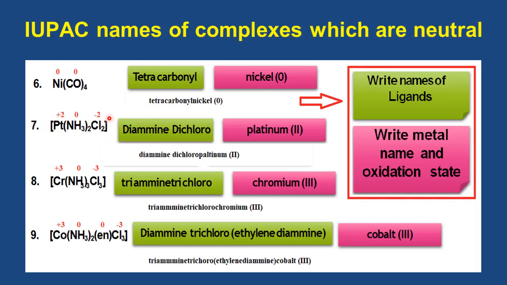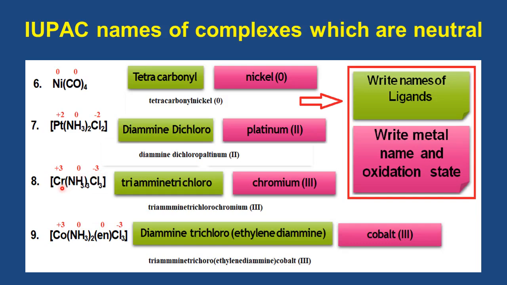Now students, the next example is triamine trichlorochromium 3. Now students, the overall negative charge which is going to be provided by 3 chloride ions is -3. Ammonia is a neutral ligand. Therefore, in order to balance out -3, the charge on chromium is going to be +3. So the oxidation state of chromium in this complex is 3. The name is triamine trichlorochromium 3.